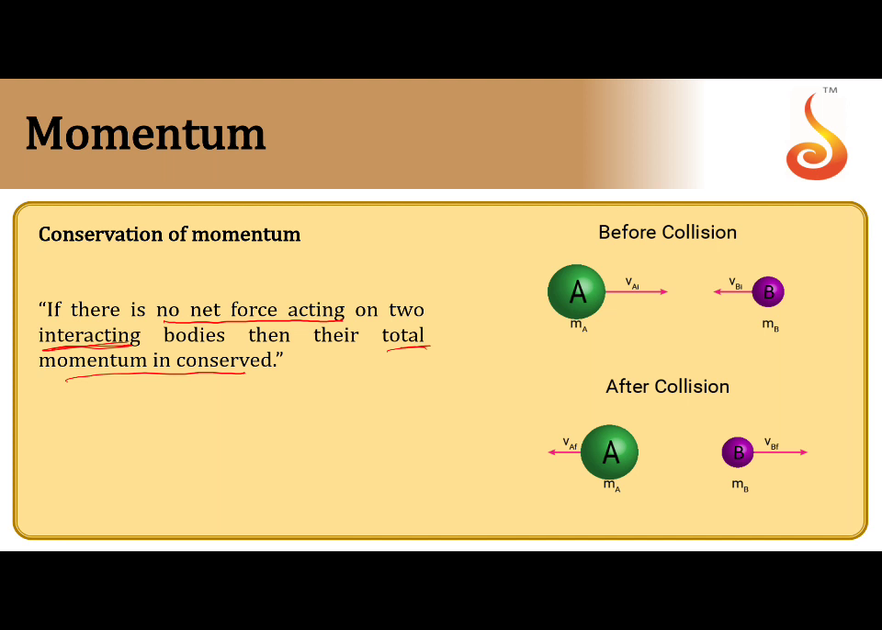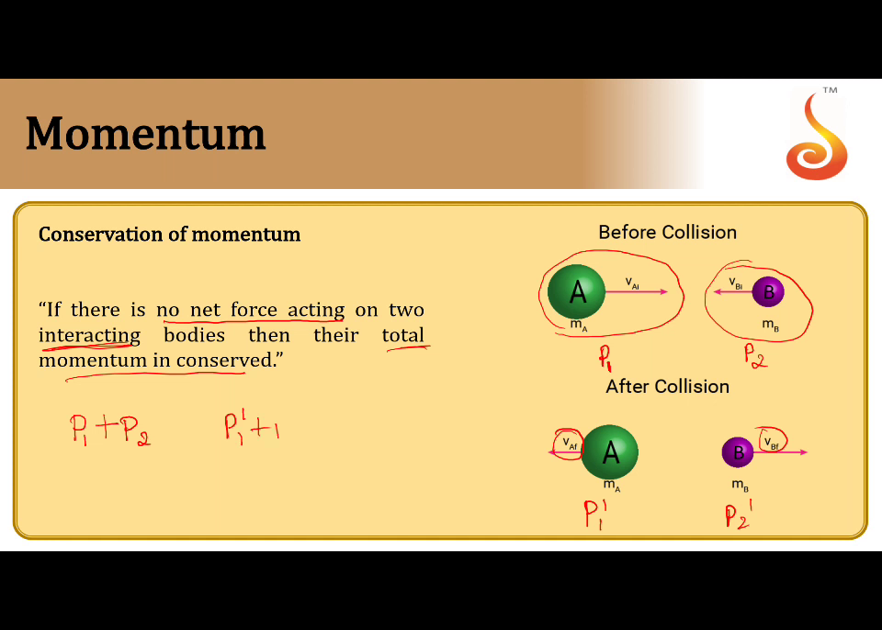Say, for example, in this case, the body is moving to the right, this body is moving to the left. So this has a momentum P1, this has a momentum P2. Then the initial momentum before collision is P1 plus P2. After colliding, you see their velocities have changed. Let the new momentum be P1 dash and P2 dash. Then the final momentum will be P1 dash plus P2 dash.